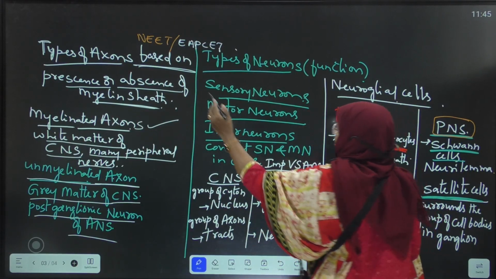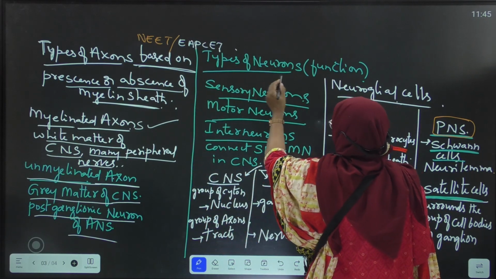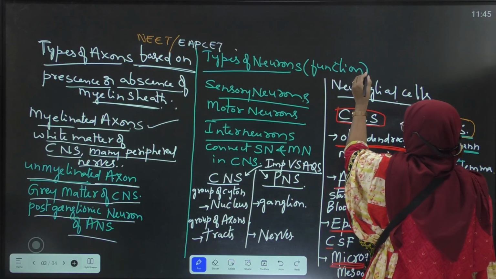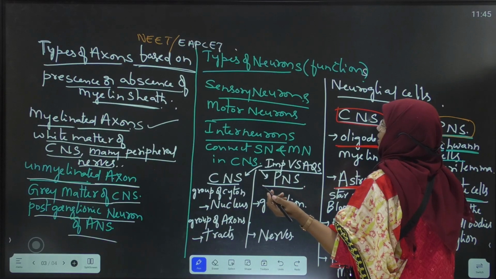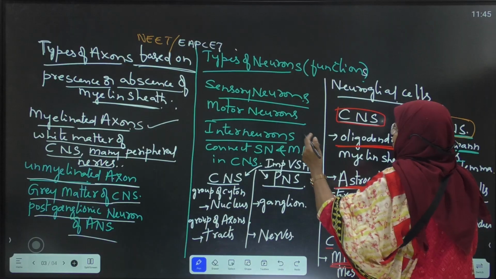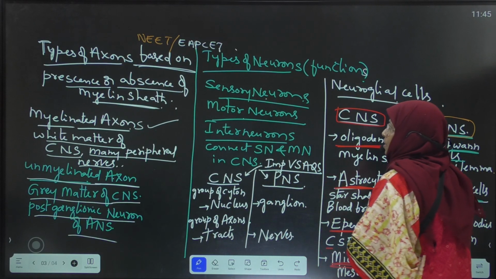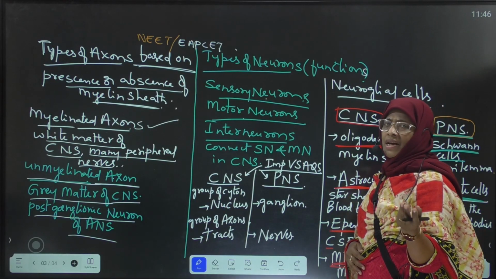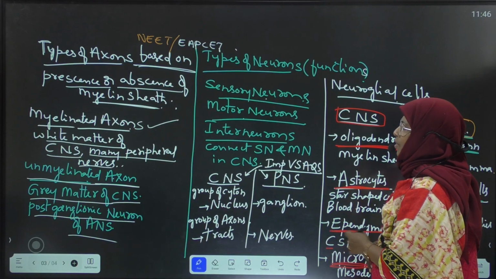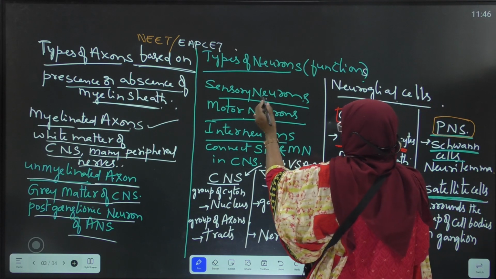Next, we will discuss types of neurons. It is also important for NEET and MSET, not for IP. Types of neurons are based on the functions. These neurons are classified into different types based on their functions. Okay? They are sensory neurons, motor neurons, interneurons. So, based on the function, neurons are of three types. What are those three types? Sensory neurons, motor neurons, and interneurons. Okay?